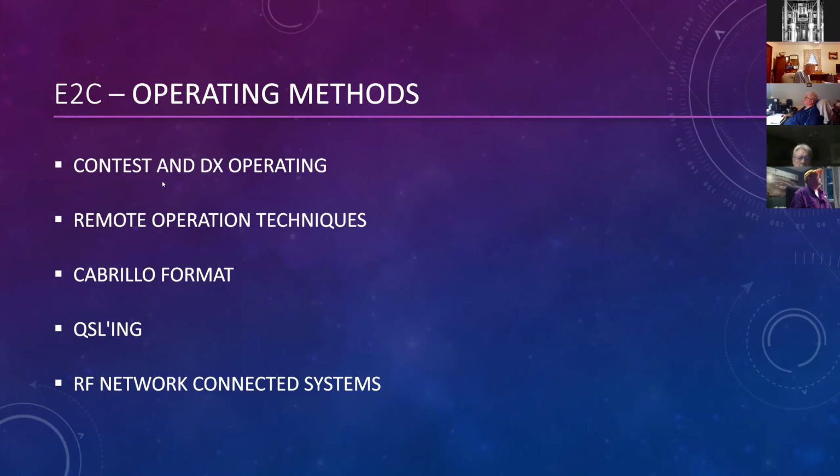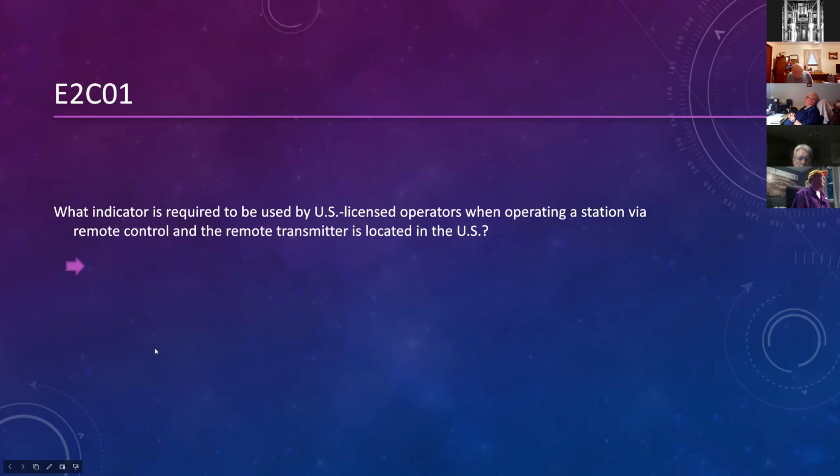Okay, let's move on. Do subsection C. This is on contesting, DX operating, remote operating, and some things associated with contesting and RF network connected systems. Question 1, what indicator is required to be used by US licensed operators when operating a station via remote control and the remote transmitter is located in the United States? Nothing. No additional indicator is required.